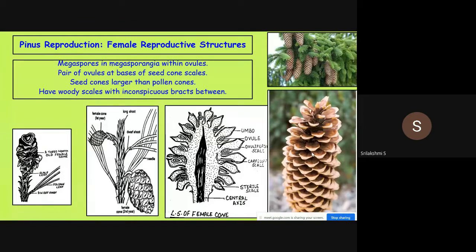Even here in case of Pinus, you know that there is formation of the female cone. See, you can see the large female cone. Have you seen pine trees, pine cones? Any of you?